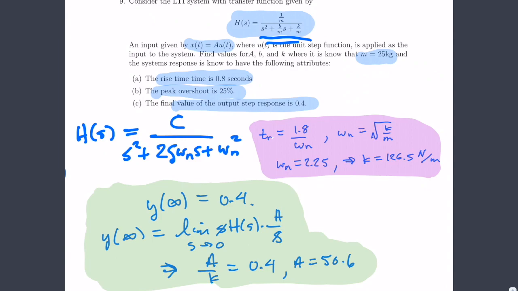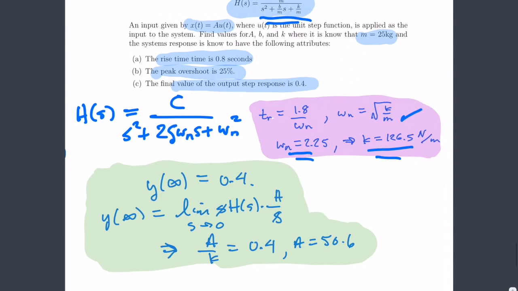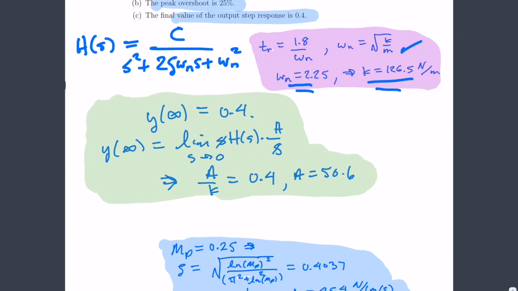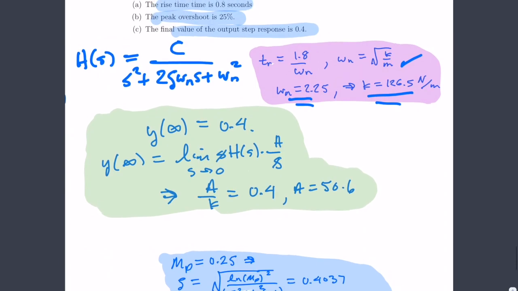So we look first at the rise time. The rise time equal to 0.8 tells us that omega n is 2.25. Since the mass is known, we can back out k and get a value for k. Then we can apply the final value theorem.